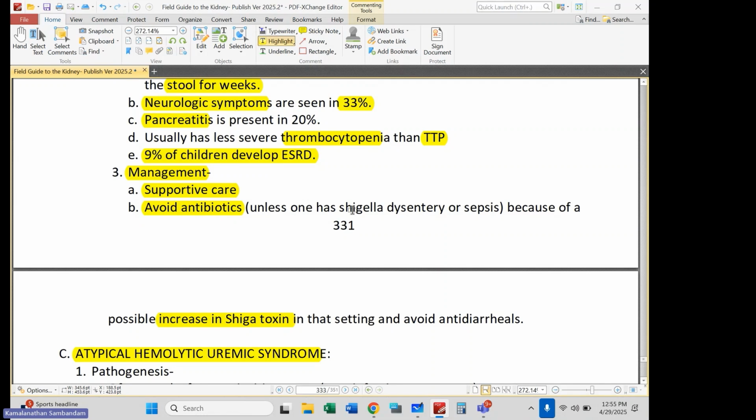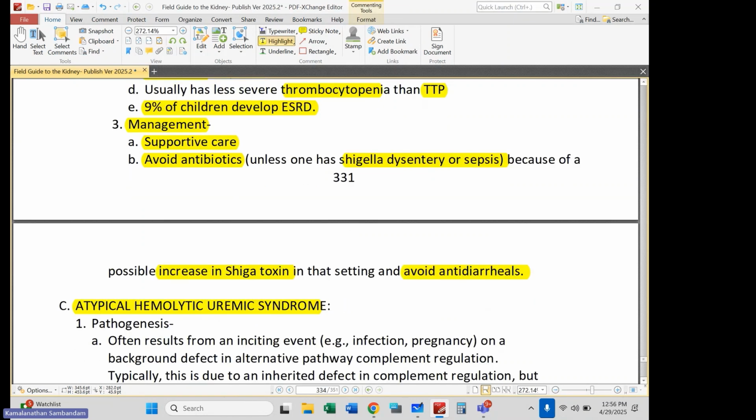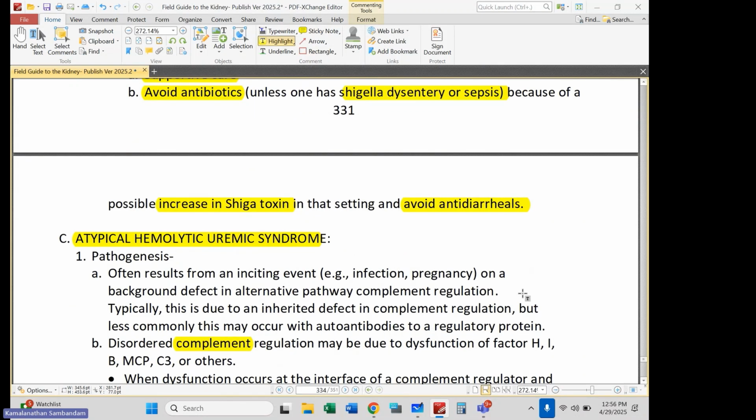Now, if you are septic, then you're going to treat them with antibiotics. But usually E. coli enteritis is self-limited. You, of course, avoid antidiarrheals, and you let them shed the bacteria in the stool and provide supportive care like IV fluids so that they can avoid volume depletion and acute kidney injury from a second mechanism, or a second hit. Okay.